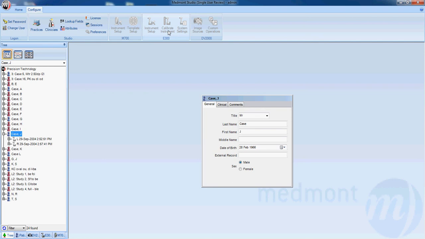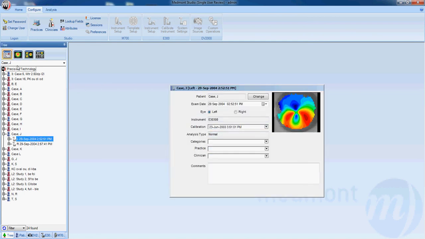or if you move your Medmont. If we click on a map, we have a number of functions available here. The first allows us to change the patient. If this map were saved to the wrong patient file, we can change it here. If this is not a left eye but rather a right eye, if it was incorrectly captured, we can change it on this window.